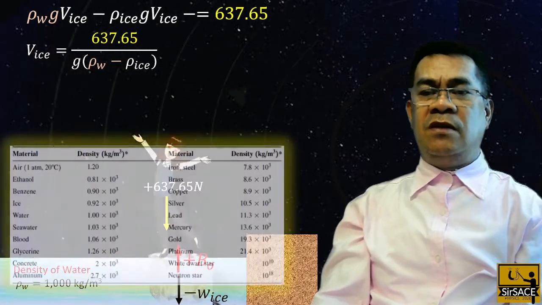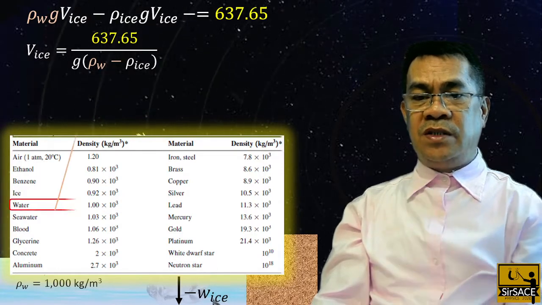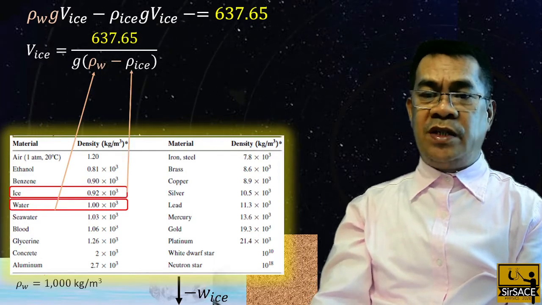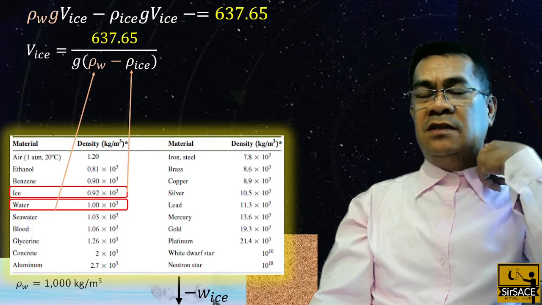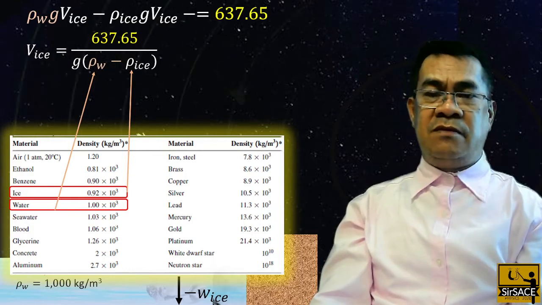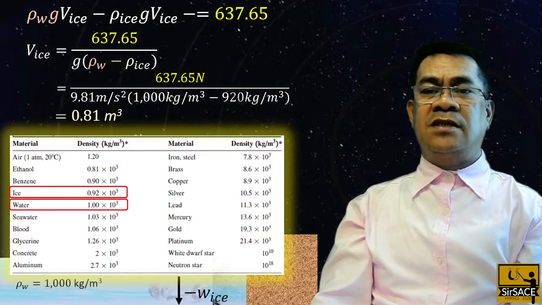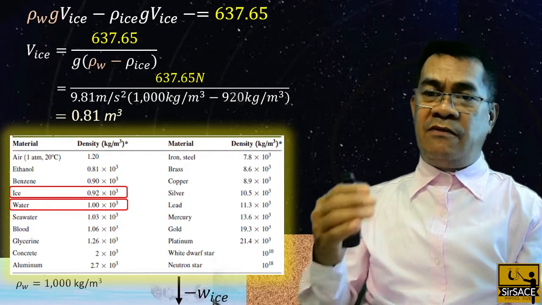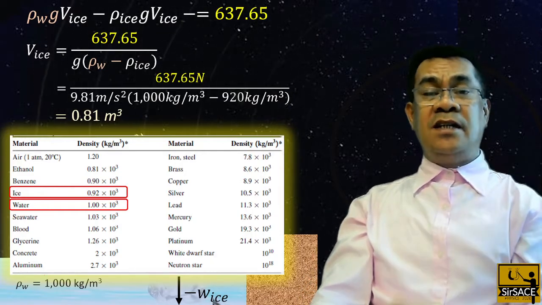Now using the table, remember that the density of water is 1000, so replace it, and the density of ice is 0.92 times 10 raised to 3. Then substitute everything. g is 9.81, then calculate, and the answer is 0.82 cubic meter. That is the volume of the ice. Okay, this is the answer to the problem.